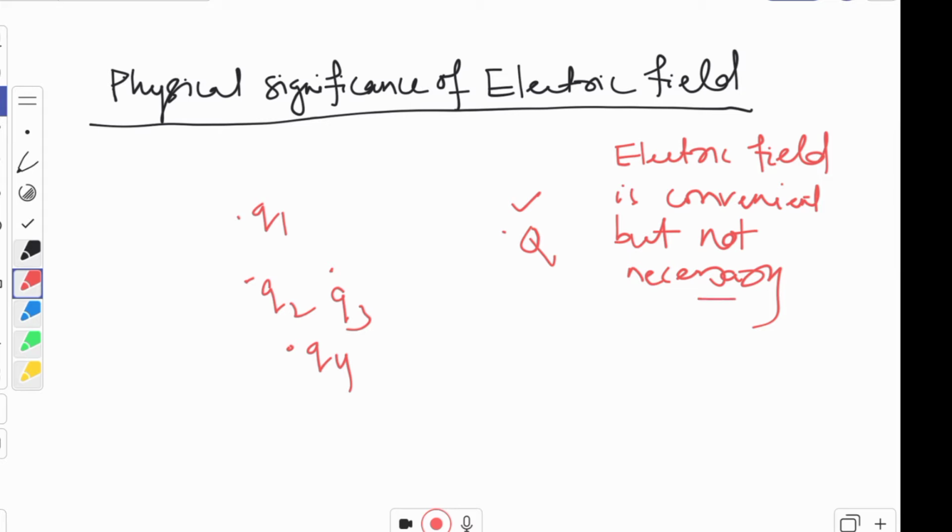See this bad handwriting, please don't mind because there is some lag. So that's why this handwriting I am getting.